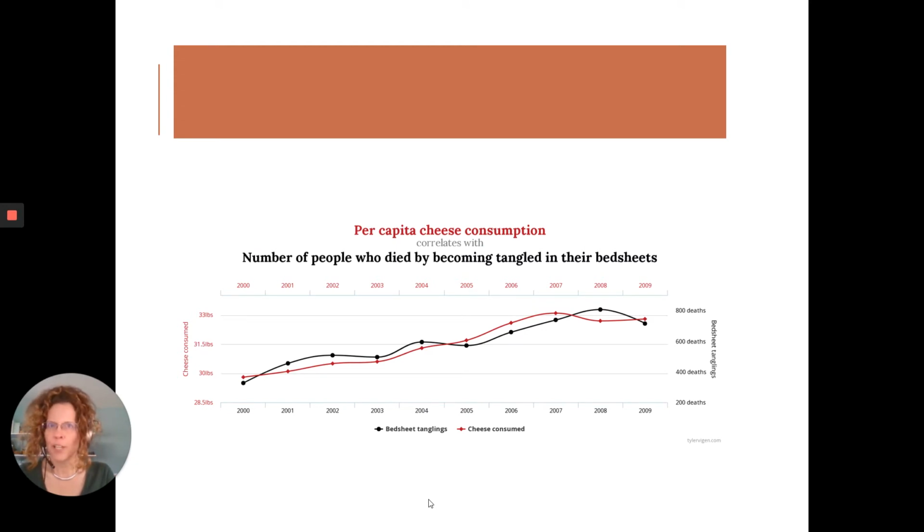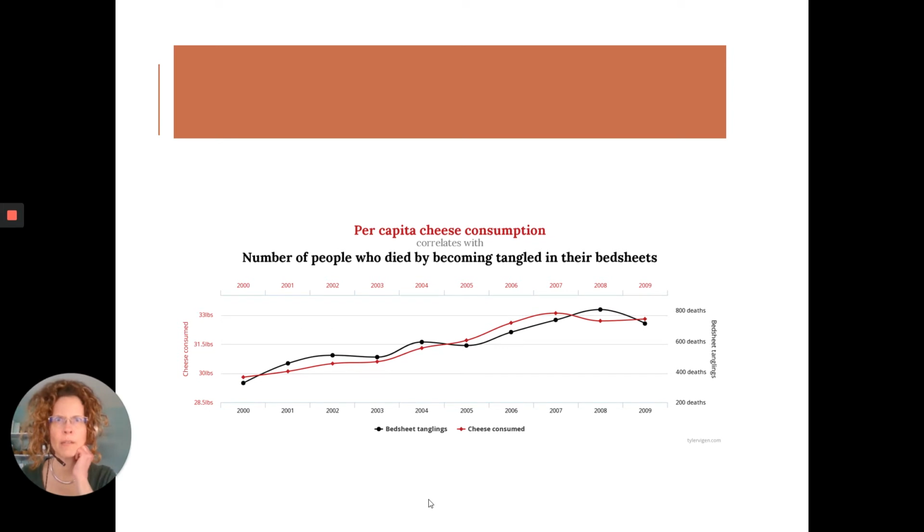So take a look at this figure. What do you notice? Well, we have per capita cheese consumption as it relates, or seems to relate, to the number of people who died becoming tangled in their bed sheets. Look at that graph. Somebody who didn't know any better, somebody who didn't understand correlation versus causation, might conclude that the more cheese you eat, the greater the likelihood that you will die by becoming tangled in your bed sheets.